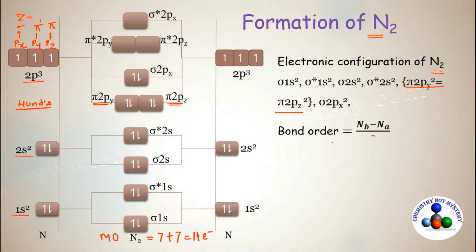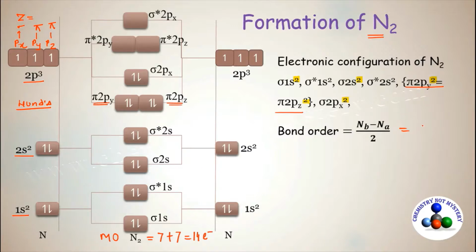Now calculate the bond order. We have the formula (Nb minus Na) over 2. First of all, calculate the number of electrons present in bonding molecular orbitals: 2 electrons in sigma 1s, 2 electrons in sigma 2s, 2 electrons in pi 2py, 2 electrons in pi 2pz, and 2 electrons in the sigma 2px bonding molecular orbital.